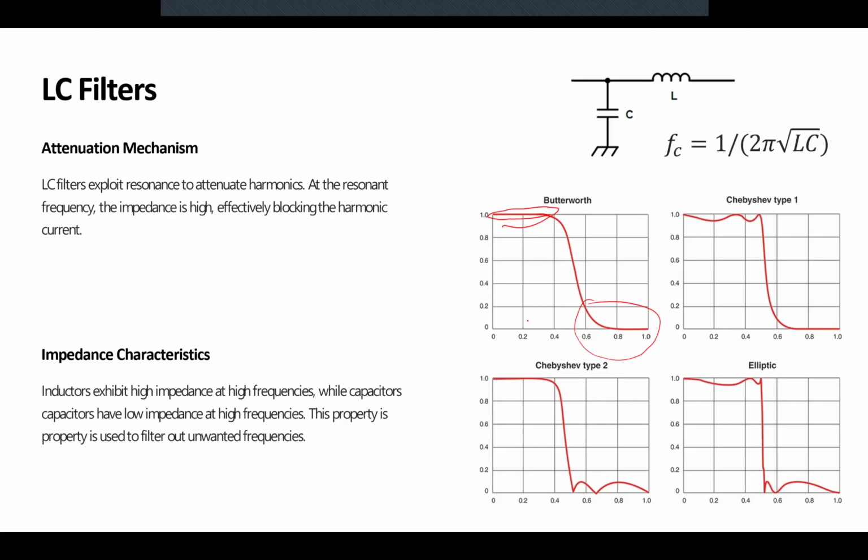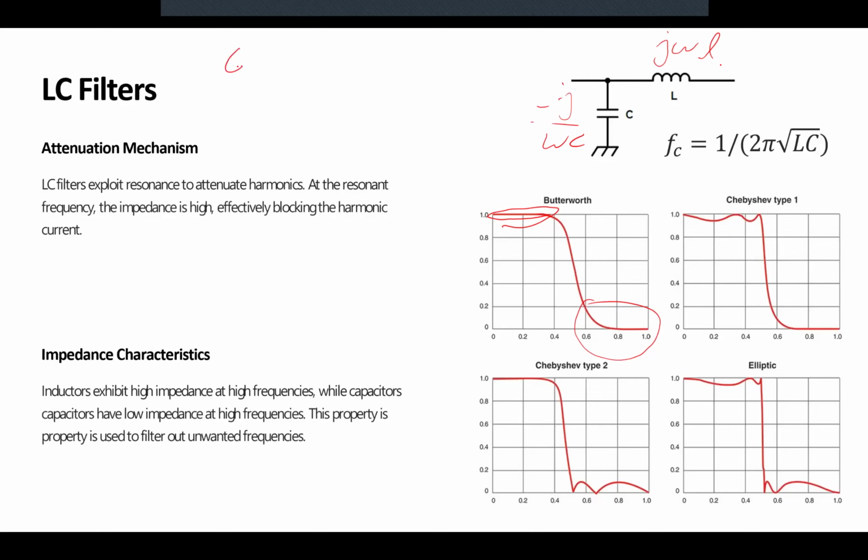My question is, what are the characteristics that help an LC filter to do that? Yeah, go on. The concept of the impedance in L and C. We know that the impedance of L is j omega L, correct? And the impedance of C is minus j over omega C.